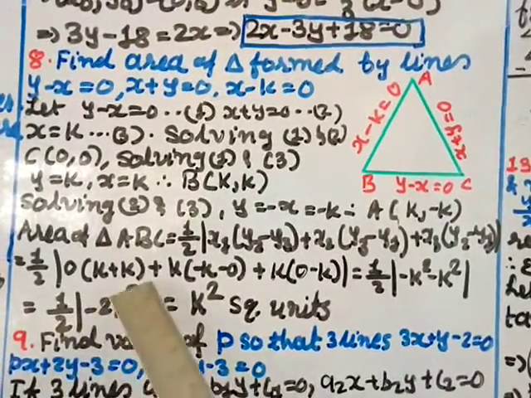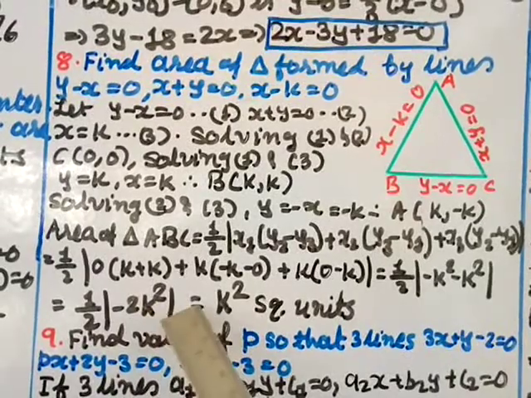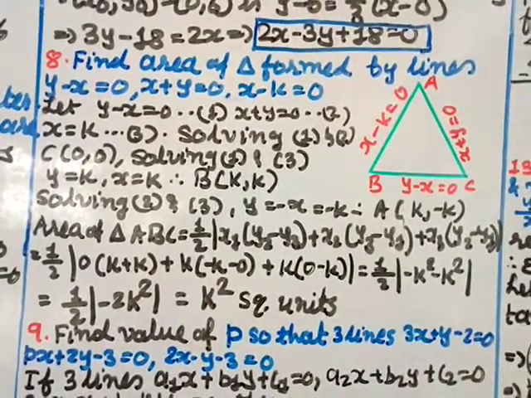Okay, but the modulus, if you remove it, becomes positive, and this 2 you can cut, so you get plus modulus. That's why it is positive, and k square. So that is the solution for question number 8.